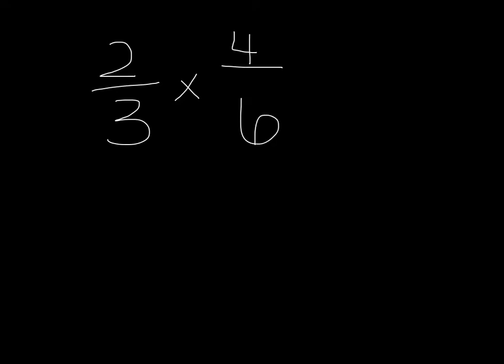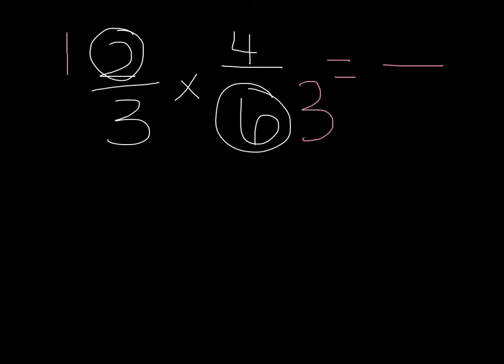and then you just simply multiply your numerators and multiply your denominators. So you check for any number that can be simplified on the top with a number on the bottom. In this case, you can simplify 2 and 6. You can divide those both by 2. 2 divided by 2 is 1, and 6 divided by 2 is 3.